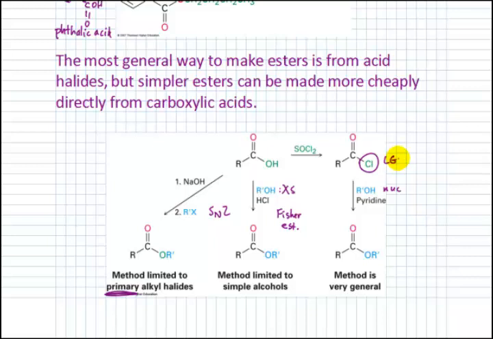It's similar to formation of anhydrides before, except we don't need an alkoxide. The acid halide is a powerful enough electrophile to accept a neutral alcohol, but we need to have pyridine around. We need to have some sort of base like that around to deprotonate the resulting alcohol and sop up the HCl that's produced as a result. So that method is very general. Any ester can be made with that method.